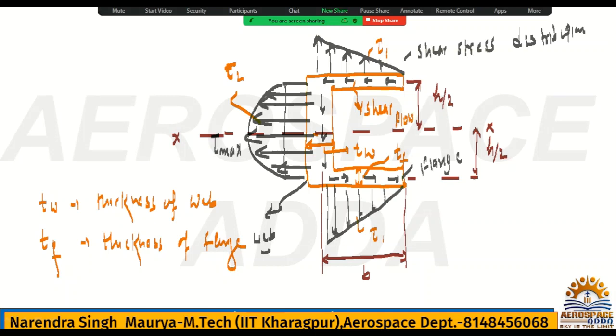Why are you getting this shear flow? Because of the shear load you have applied. So if you ask what the shear center is, the shear center is nothing but the centroid of the shear flow.